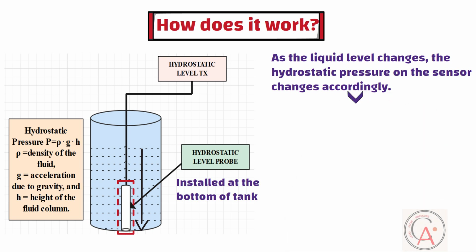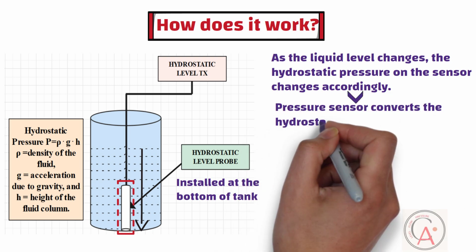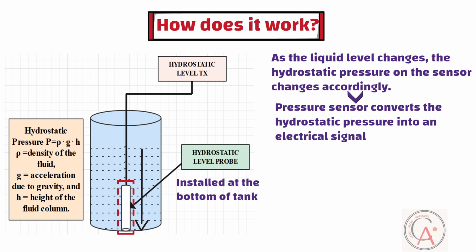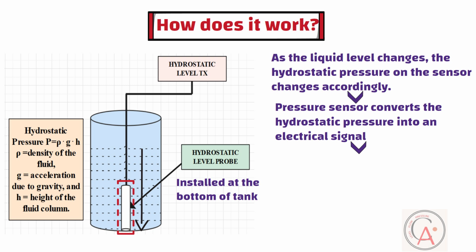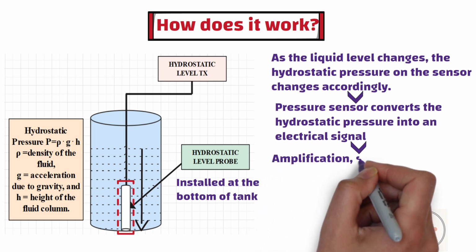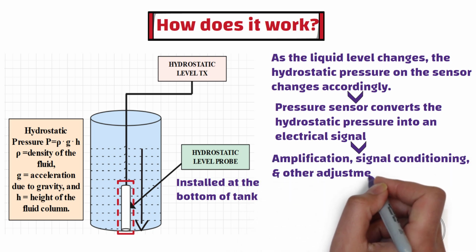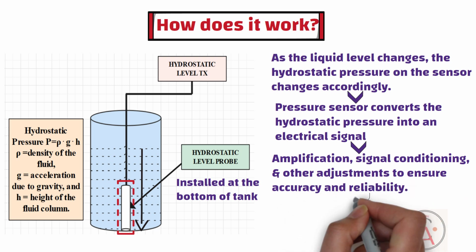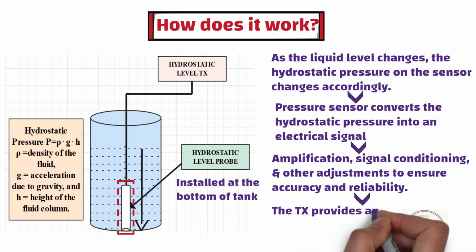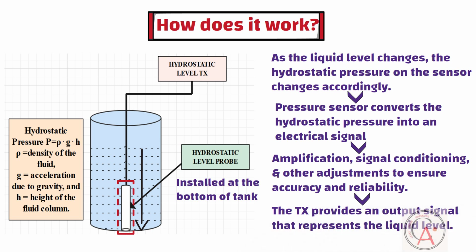Then the pressure sensor converts the hydrostatic pressure into an electrical signal. This signal is typically in the form of an analog voltage or current proportional to the liquid level. And the electrical signal is then processed by the transmitter's circuitry. This may involve amplification, signal conditioning, and other adjustments to ensure accuracy and reliability. The transmitter provides an output signal that represents the liquid level. This signal can be transmitted to a remote monitoring system, a control room, or a data acquisition system.